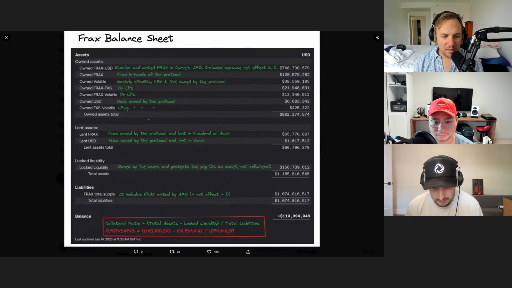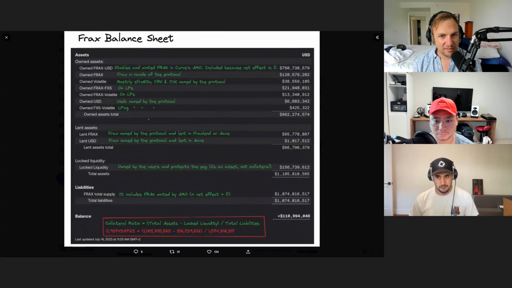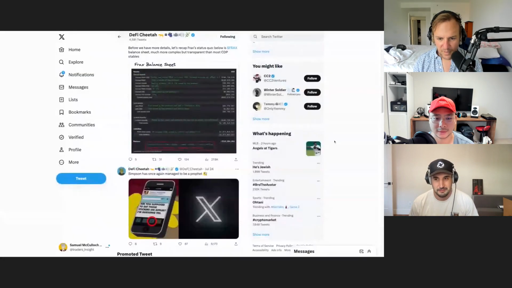Yeah. And locked liquidity, to be clear, is other people's assets that are locked in the staking contracts that Frax counts on its balance sheet because it protects the peg. Correct. Actually, this is a really good one. I did the same one for Frax Check 4 weeks ago when we did the balance sheet review on Frax Check, and I did a little key for people in the blog. Damn, I should have tweeted that out. Front run DeFi Cheetah. Damn it. He's fast. He is DeFi Cheetah, you know.